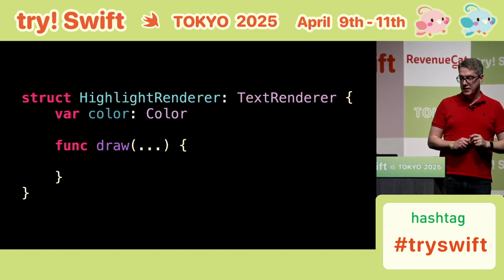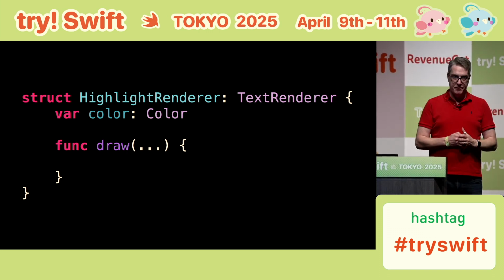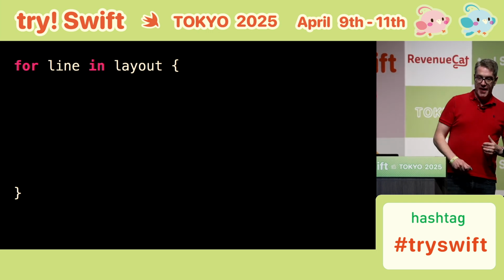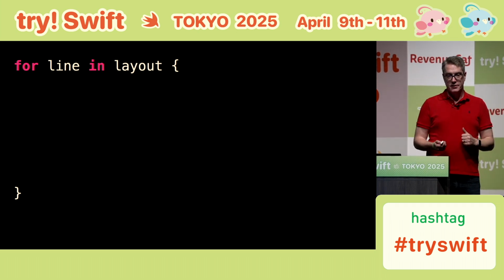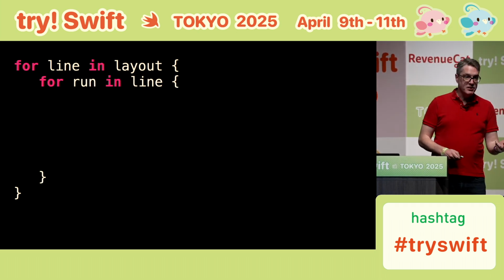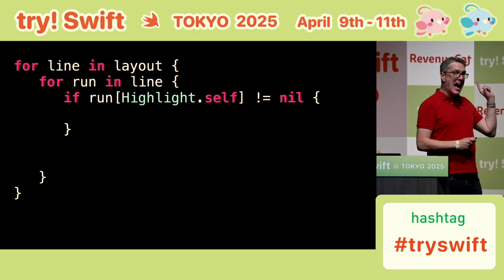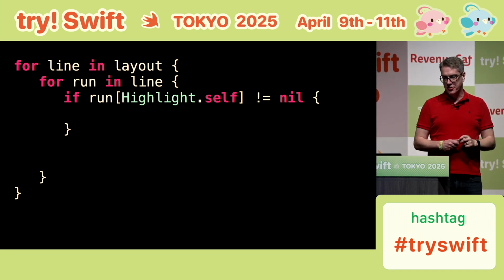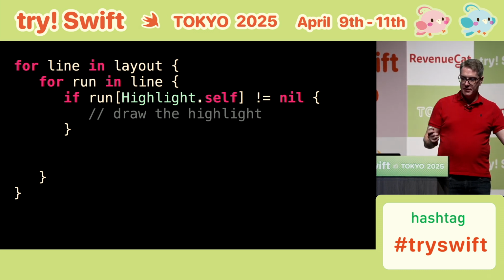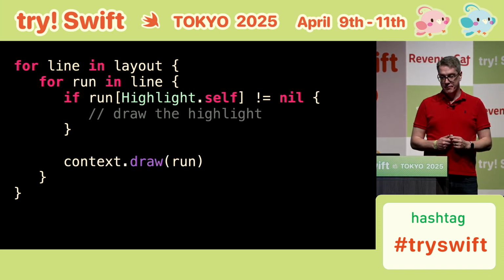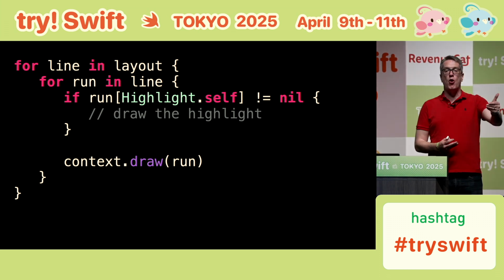In this case, we can make a new highlight renderer that tracks a highlight color. Then, when it comes to drawing our highlight, we'll loop over all our lines, then all the runs in each line, and check whether that run has our highlight attribute set. If it does, we draw the highlight. Regardless, we draw the text. Now, of course, the real question here is, how do we draw the highlight?